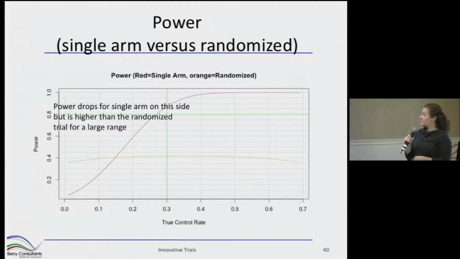What happens for power, again, we've added this orange line. This is now our randomized trial, is again fairly steady, fairly flat over the range of control rates. It does start to drop, but the other thing that we see here is the single arm trials. Over a wide range here, the single-arm trial has higher power, and that's really a function of the sample size. So the randomized trial, we have fewer subjects on our treatment arm.